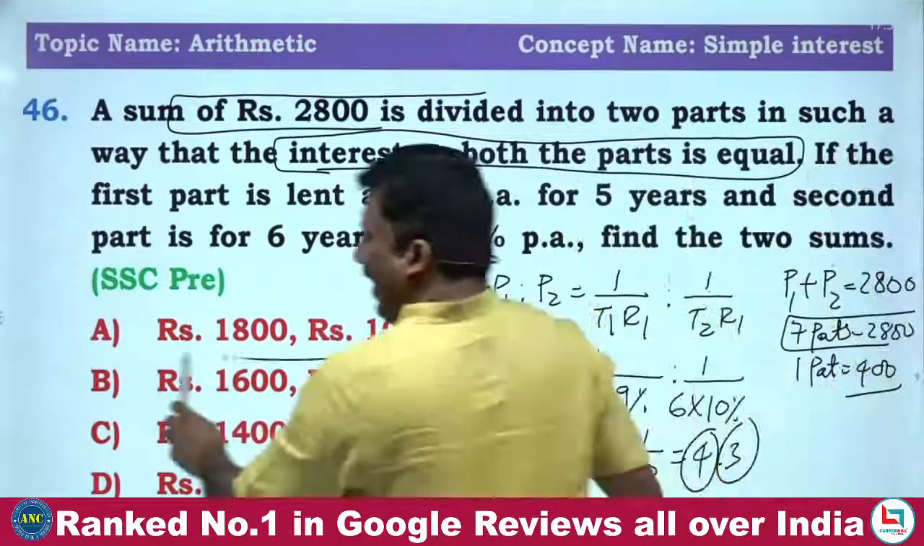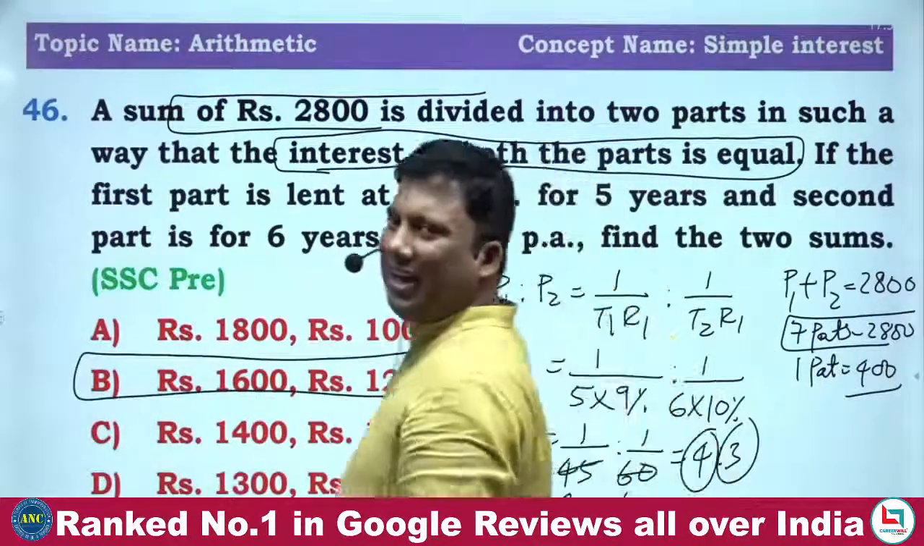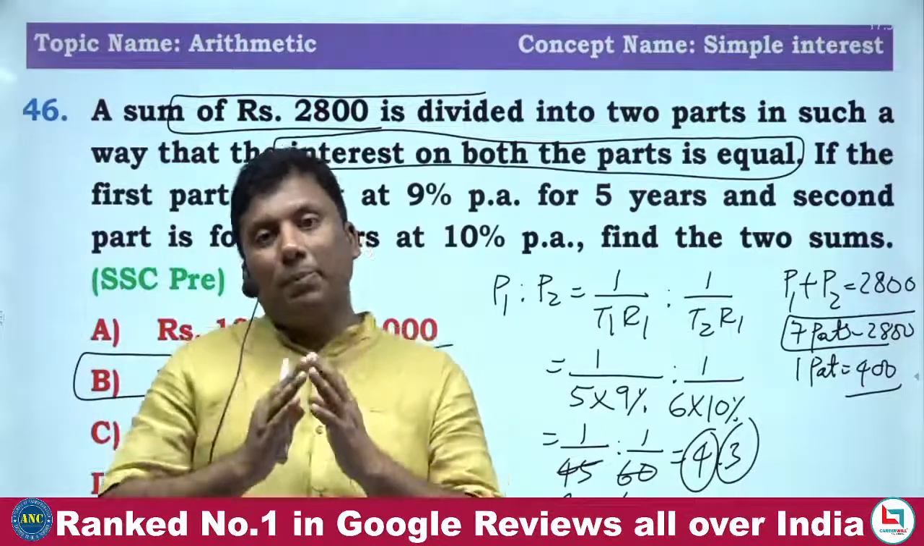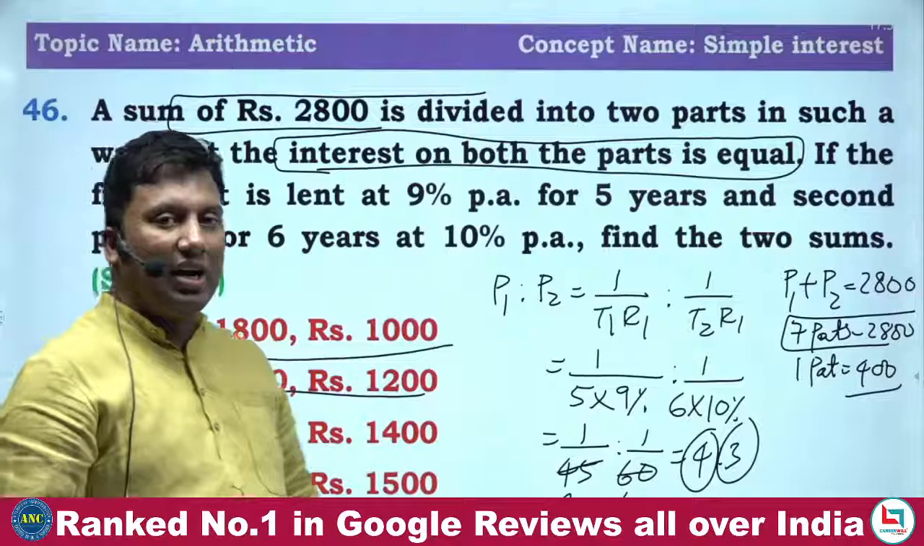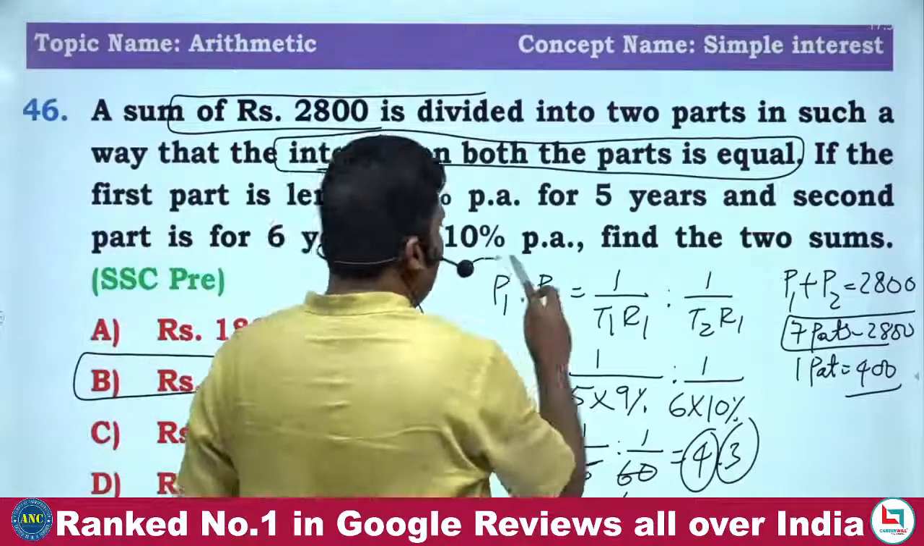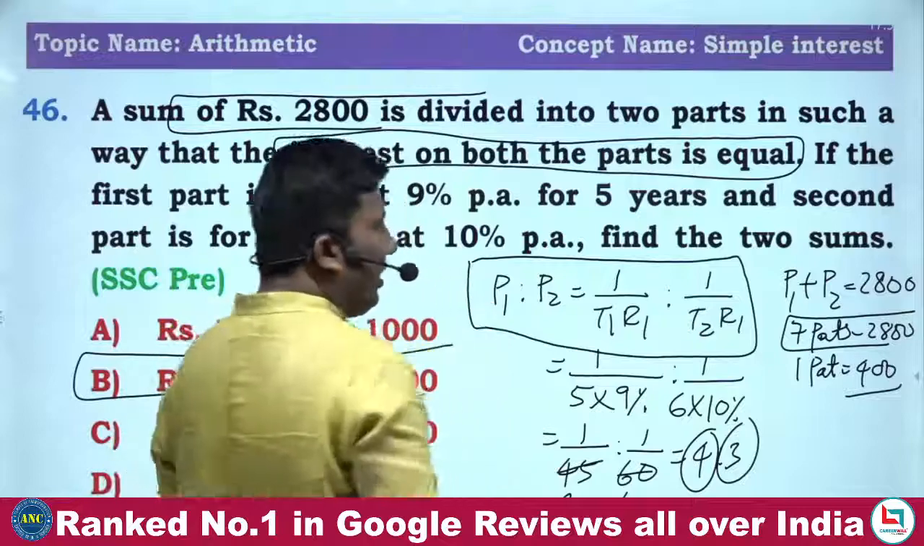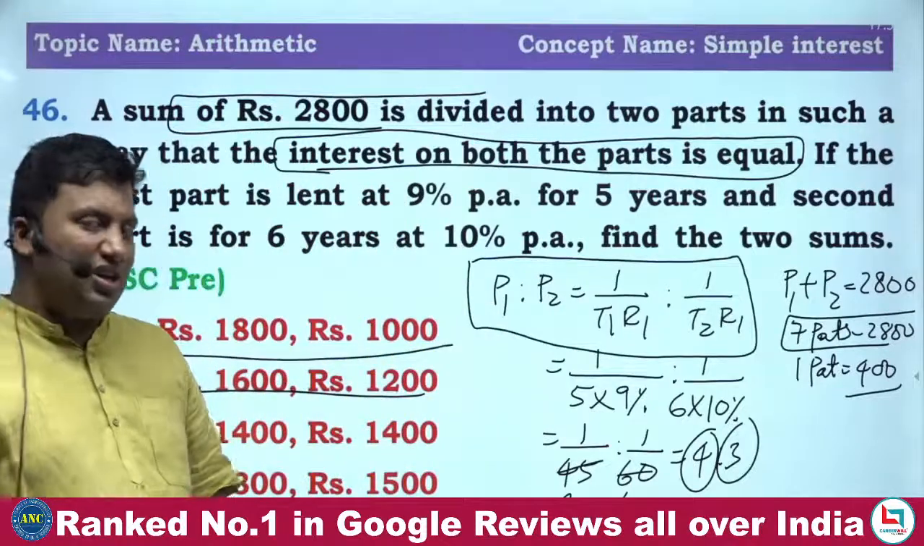I hope the idea is clear. Very, very good question which explains the concept of how the principal and time period into R are related to each other. If the interest is equal, principal and time period are inversely proportional to each other.